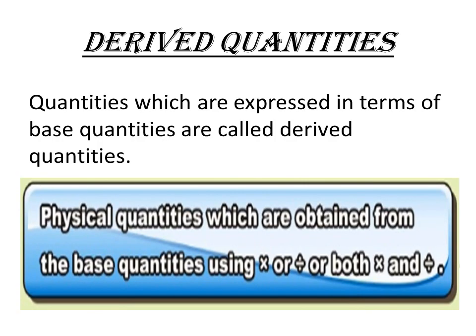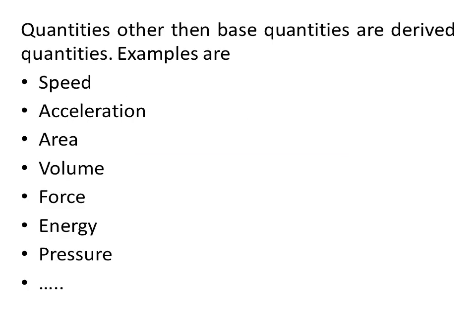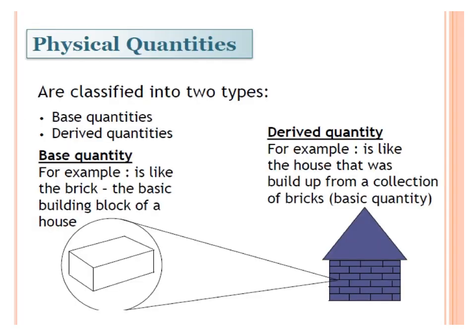Coming towards derived quantities, those quantities which are expressed in terms of base quantities are called derived quantities. Physical quantities which are obtained from the base quantities using multiplication or division, or both multiplication and division, are called derived quantities. Quantities other than base quantities are derived quantities. Examples are speed, acceleration, area, volume, force, energy, pressure, and all others.